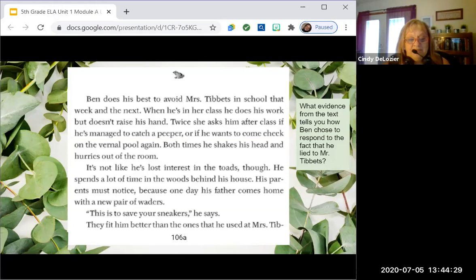I'm going to stop for a minute and I'm going to ask, what evidence from the text tells you how Ben chose to respond to the fact that he lied to Mrs. Tibbets?